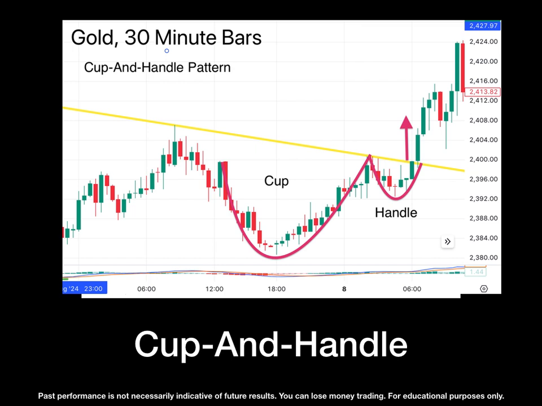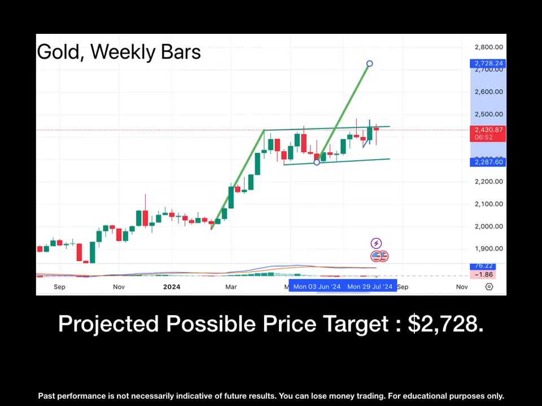But let's zoom out a little bit. Let's zoom back out to the weekly bar charts and find out what might be in store longer term for gold. The facts are you had a strong rally from 2000 to 2430 this year. From February, in about 8 weeks, you had a $400 or $500 rally. What is that? A $430 rally.